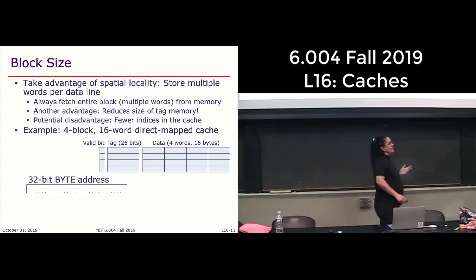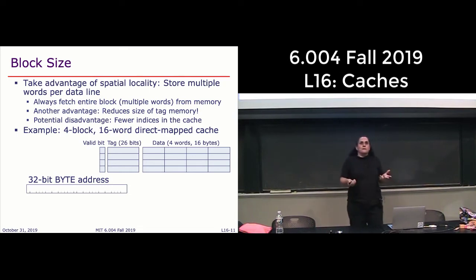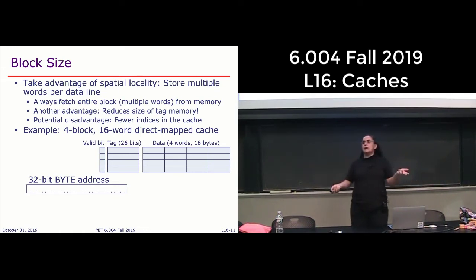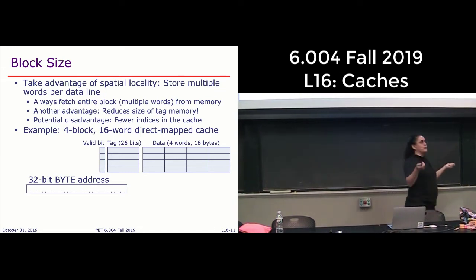In addition, the other advantage is that if you look at the amount of memory that's dedicated to the tag field. Remember, our memory is very precious to us. We want to be able to store as much data as possible in it. And so before, my tag field was almost as large as my data field if I had one tag for every one word of data.